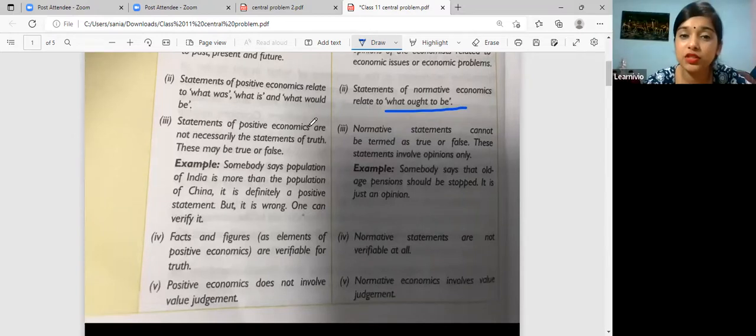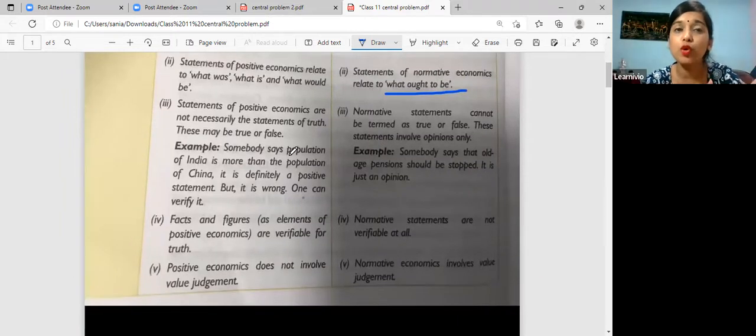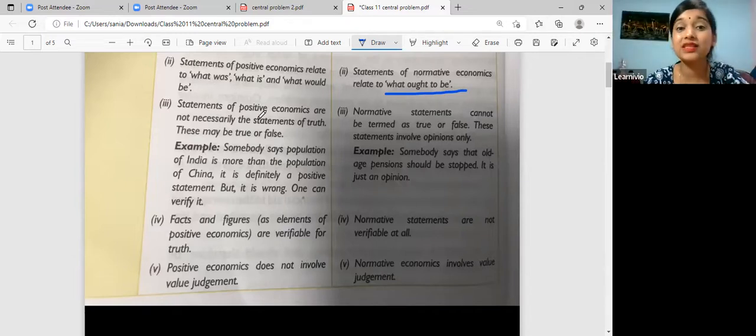Okay. Now, statements of positive economics are not necessarily statements of truth. They may be true or false. So whatever statement comes under positive economics, it can be true or it can be false. For example, yesterday I was absent. Today you asked me, ma'am, why you were absent, and I told you that yesterday I was not well. That's why I didn't come. It can be true or it can be false. Maybe I'm lying. So the statements of positive economics are not necessarily statements of truth. These may be true or false.